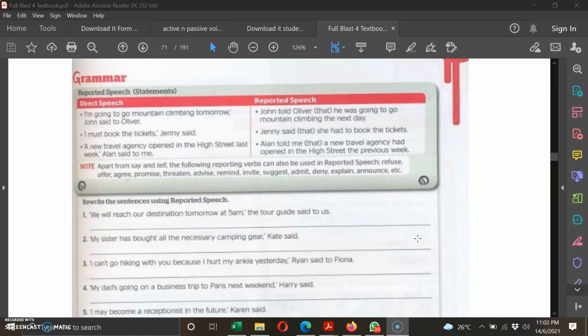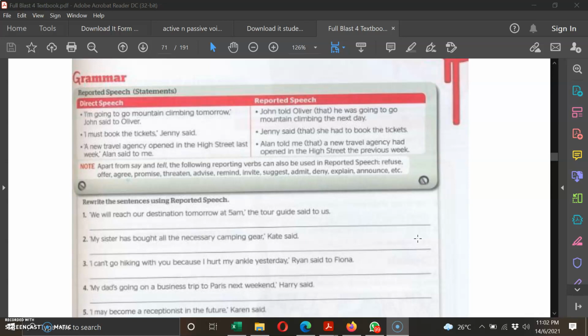Full stop. The third example is: A new travel agency opened in the high street last week, Alan said to me. So in the reported speech, the sentence would be Alan told me, instead of using said, you use told because it sounds better. Alan told me that a new travel agency had opened, telah dibuka, in the high street the previous week or the week before.